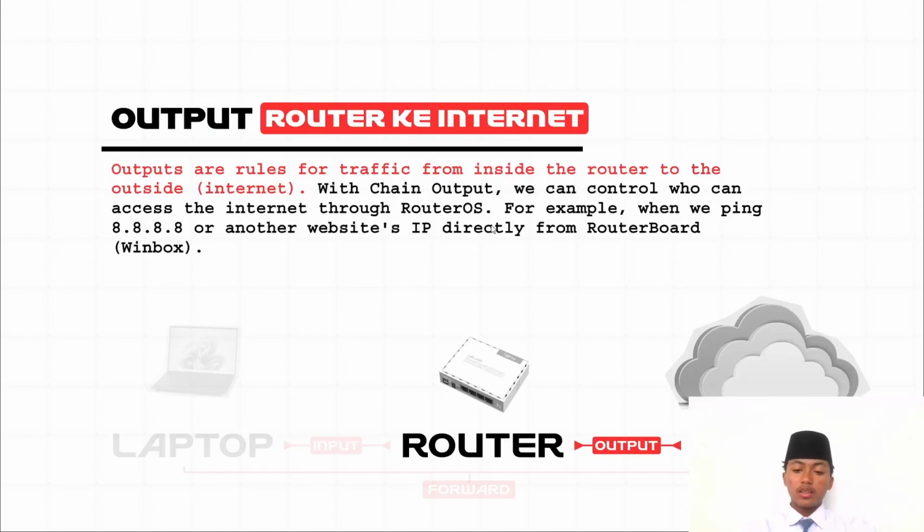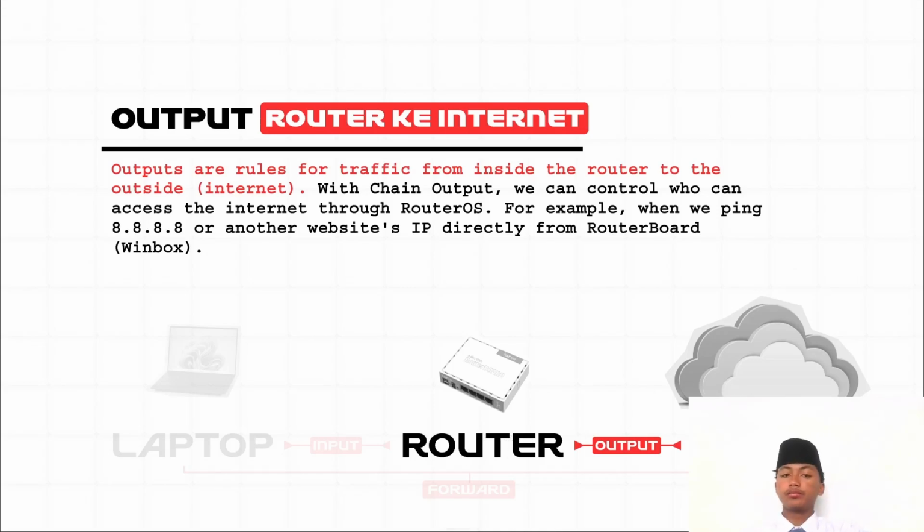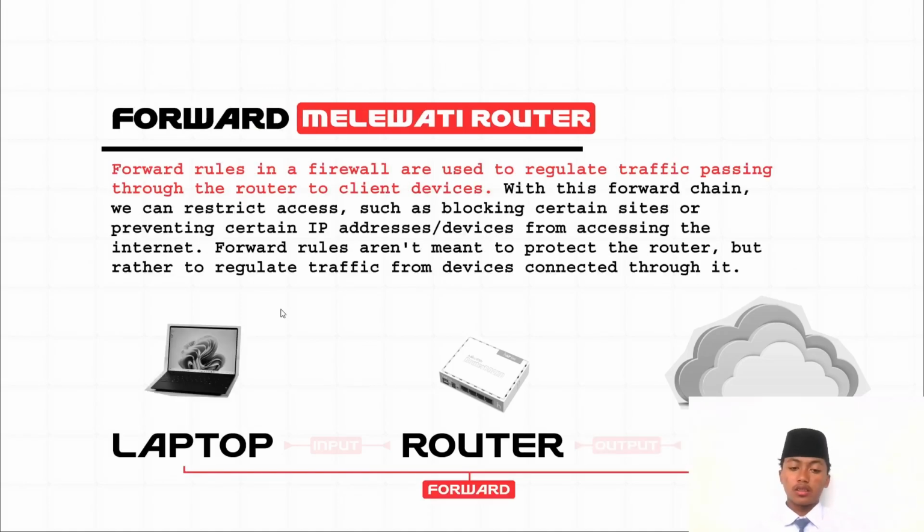Next there is output. Output means from the router to the internet. There is no laptop here, but from the router the output goes to the internet. Outputs are rules for traffic from inside the router to the outside, to the internet. With the output chain, we can control who can access the internet through router OS. For example, when we ping 8.8.8.8, this IP of Google or another website's IP, directly from the router board.